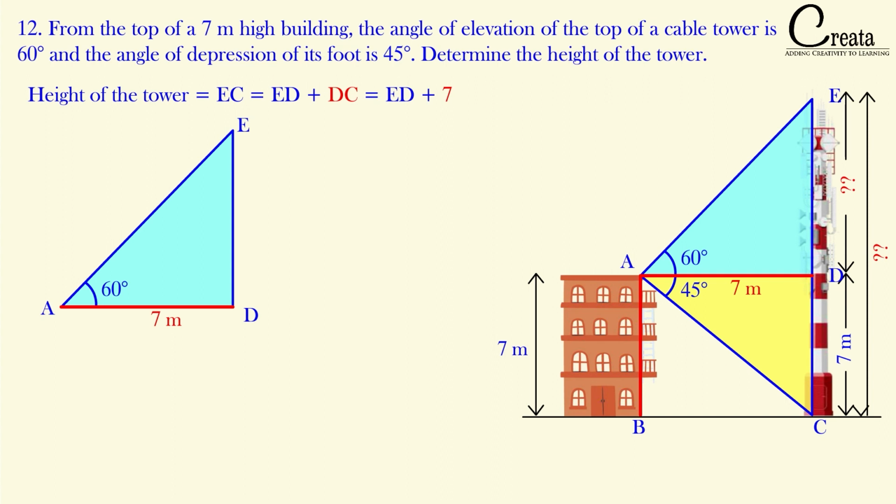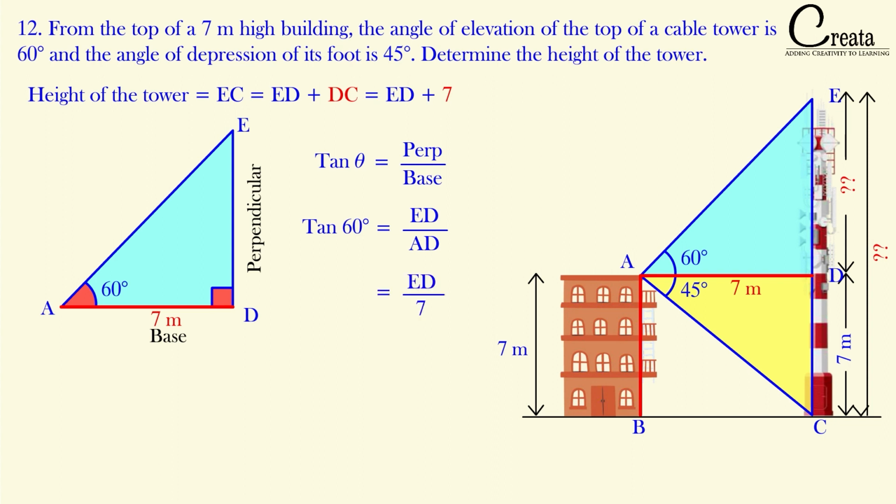So let's proceed. Here ED is the perpendicular as it is opposite to our trigonometric angle 60 degrees. And AD is the base, which is between the trigonometric angle and the 90 degree angle. So let's apply tan theta, which is perpendicular upon base. Tan 60 degrees will be equal to ED upon AD. And here AD we have just calculated as 7 meters.